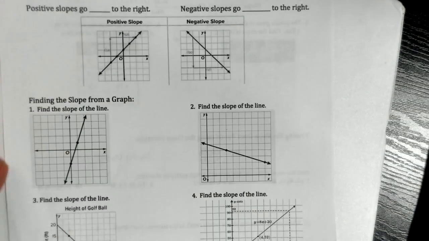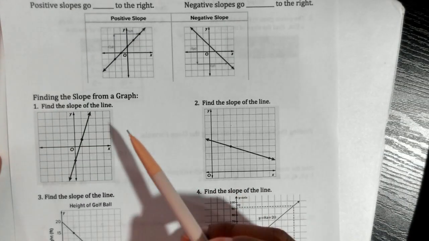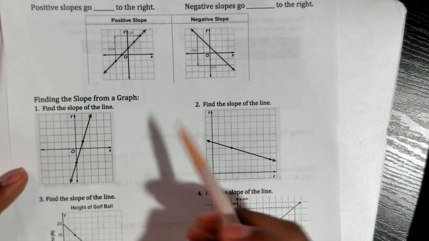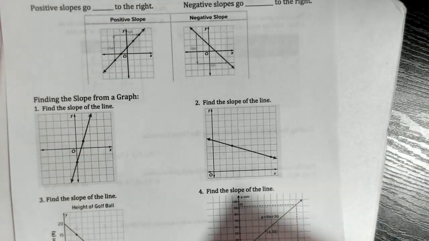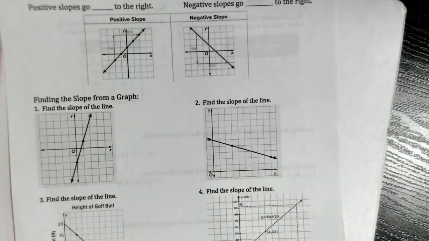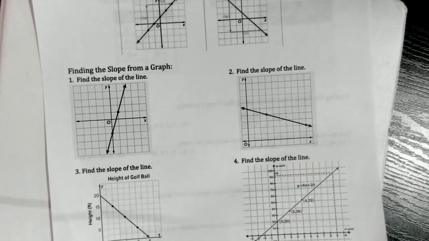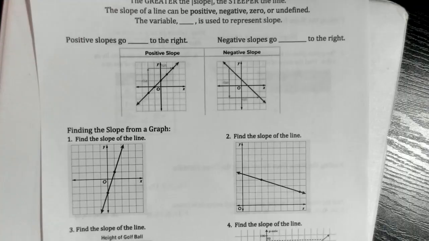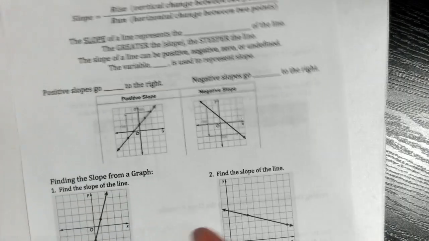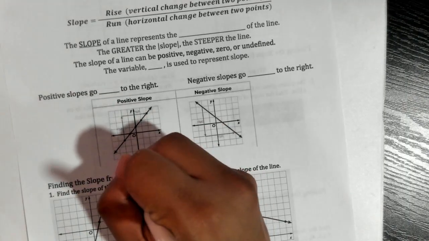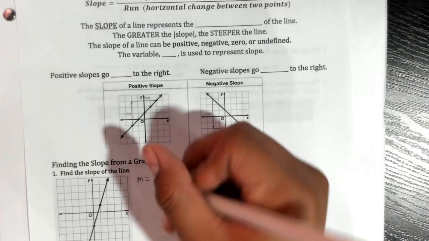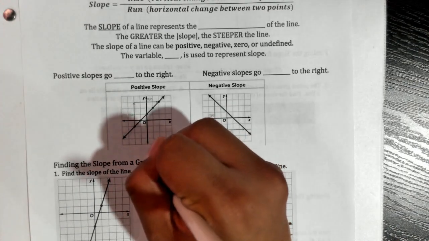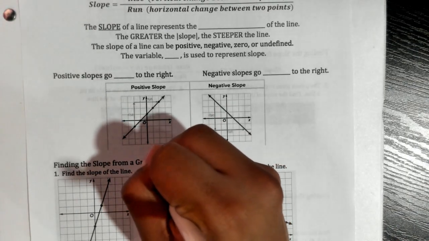So with that being said, we're actually going to dive into some problems now. So problem 1, it says to find the slope of the line. And remember that slope of the line is the rise over the run. Slope is m, which is equal to the rise over the run.